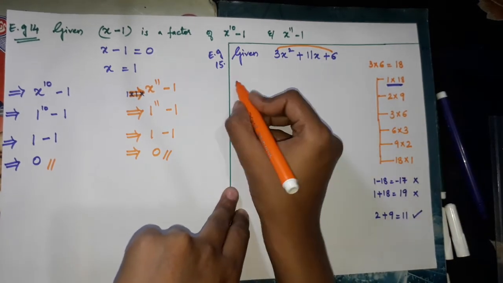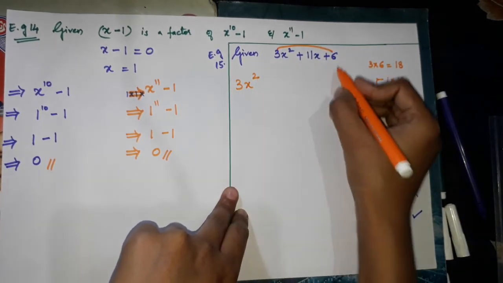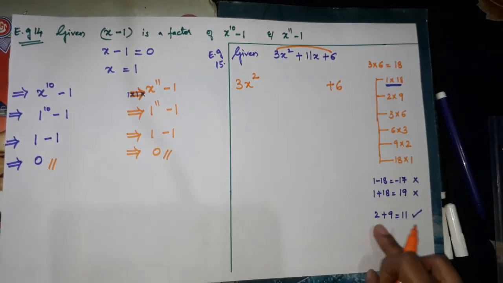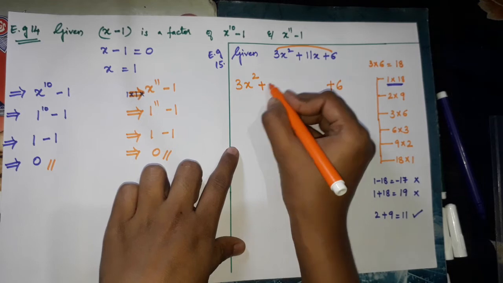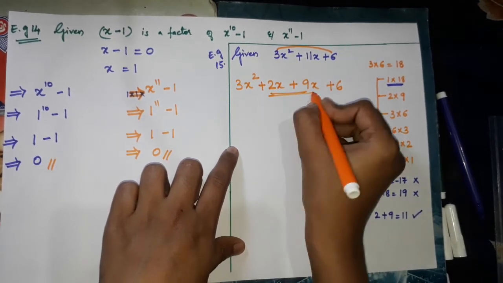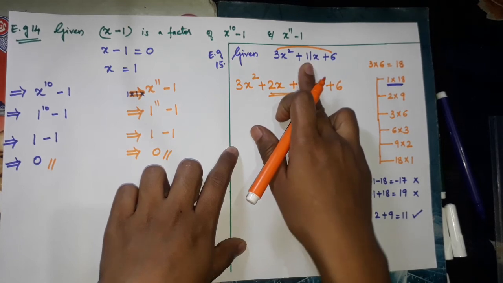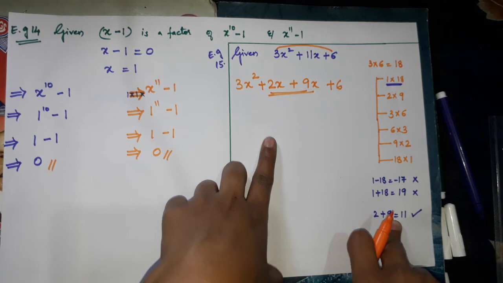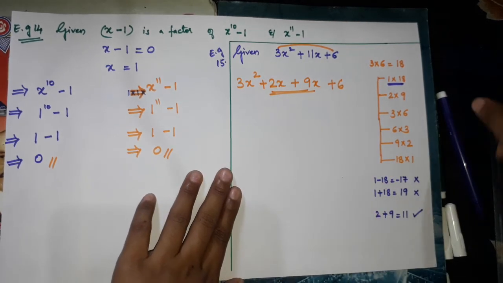Now 3x square as it is plus 6 as it is. Now in place of 11x, I have to write 2x plus 9x. 2x plus 9x is nothing but 11x itself, okay? So I have to split like 2 and 9 from here. Okay, children? Now, see here.